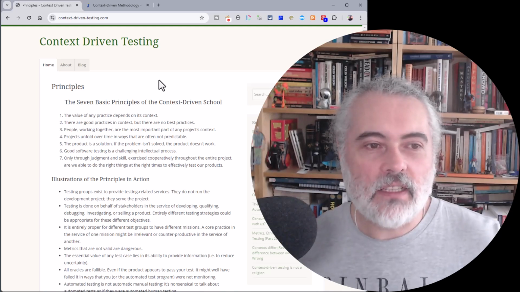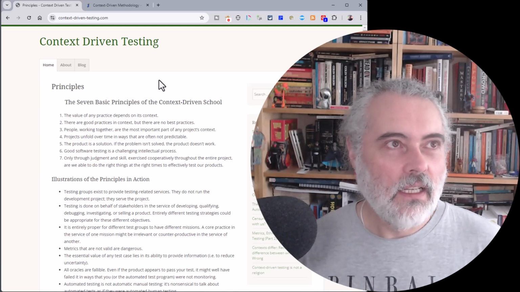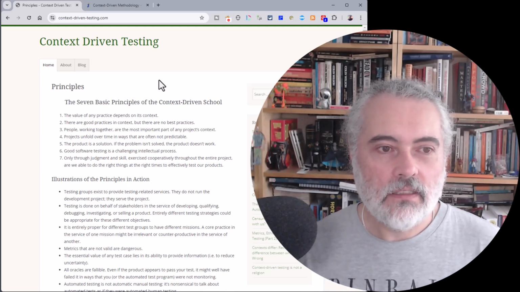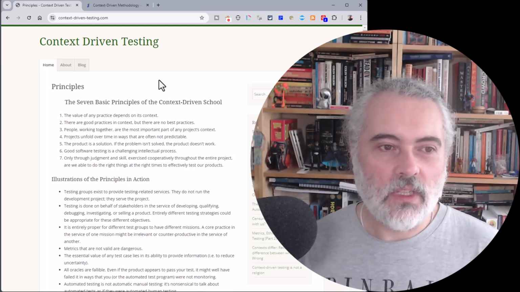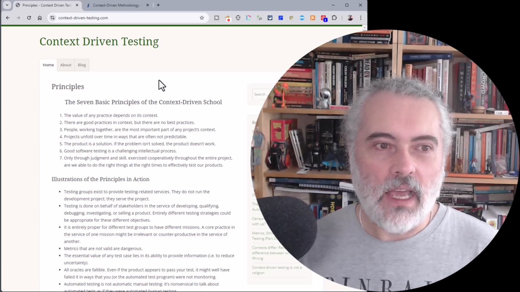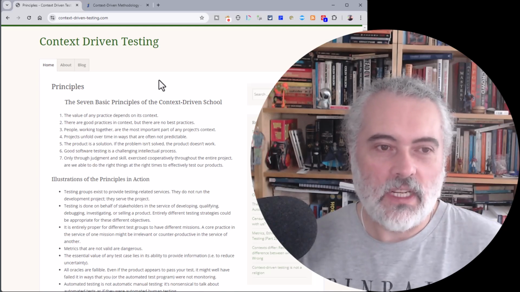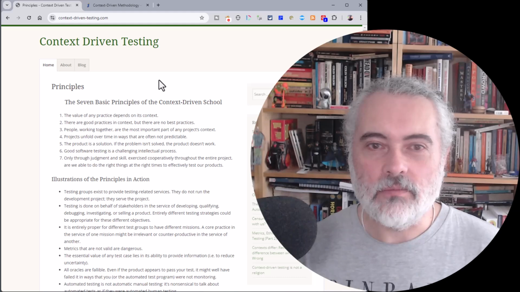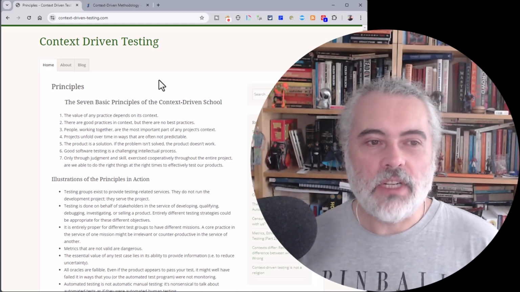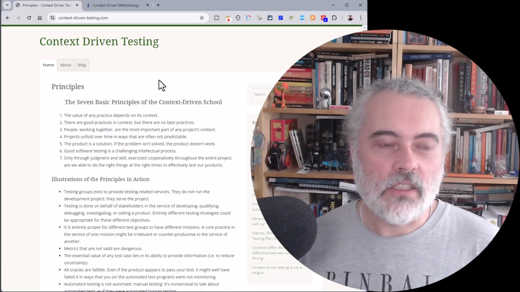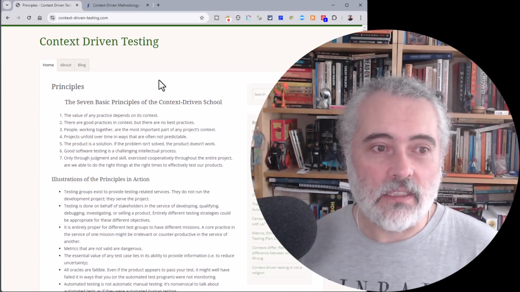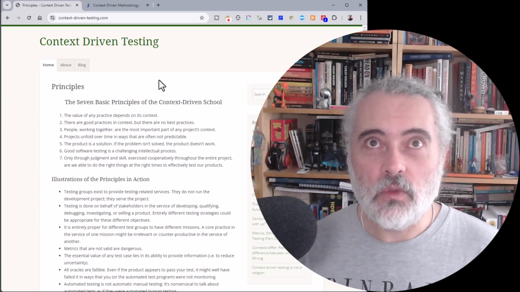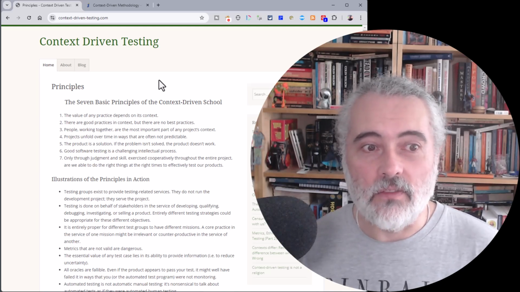The value of any practice depends on its context. We have to evaluate the things we do, and we decide whether they are good or not. And we do that in the context of the environment that we are in. But I don't like the wording, the value of any practice depends on its context. Because it's not necessarily the practice, it's how people do the practice. It's how the practice is viewed. It's how the results of that practice are viewed.